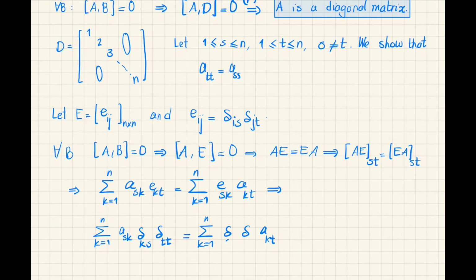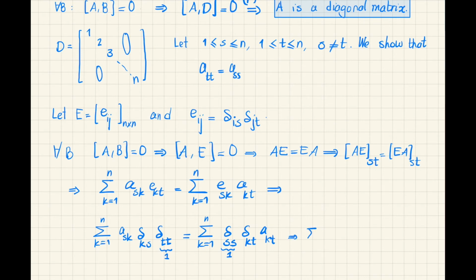The second index of the first delta is the number S, so that is also S. And then when I go to the next delta, it starts with the column index of my E. Column index of my E is K, so I would write K. And it ends with T, so this becomes T. But this delta is 1, this delta is also 1, so I can get rid of them.